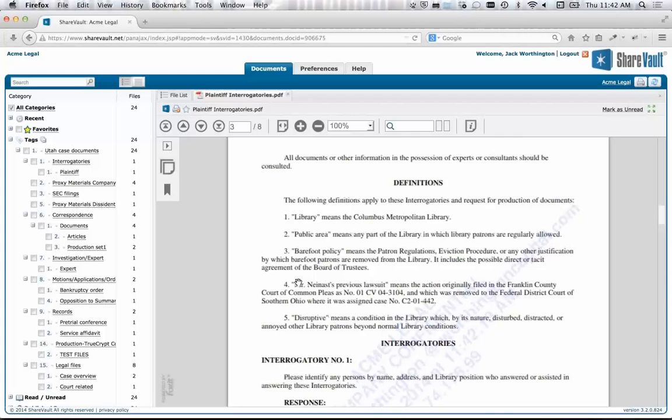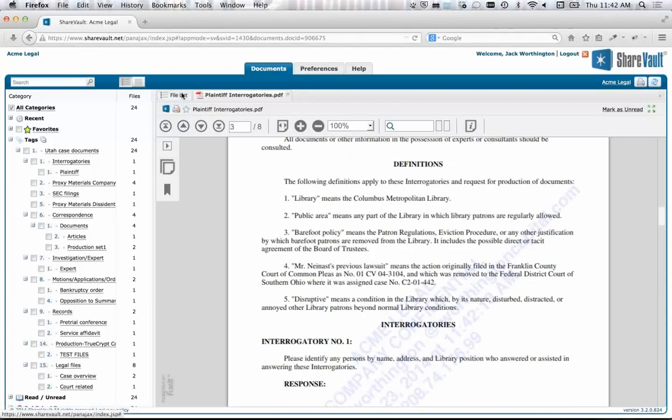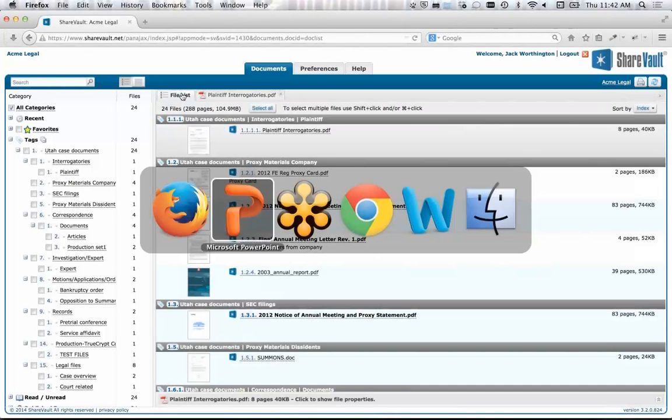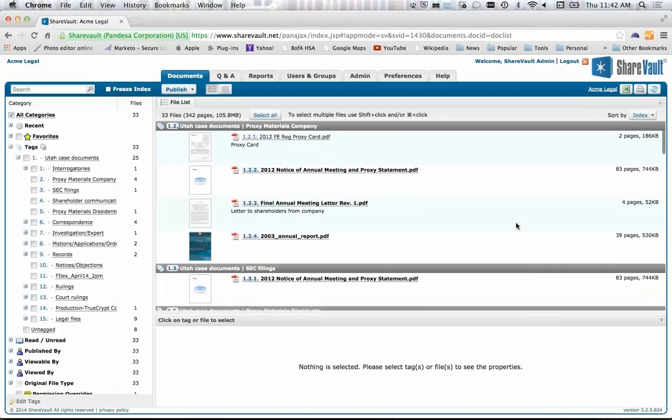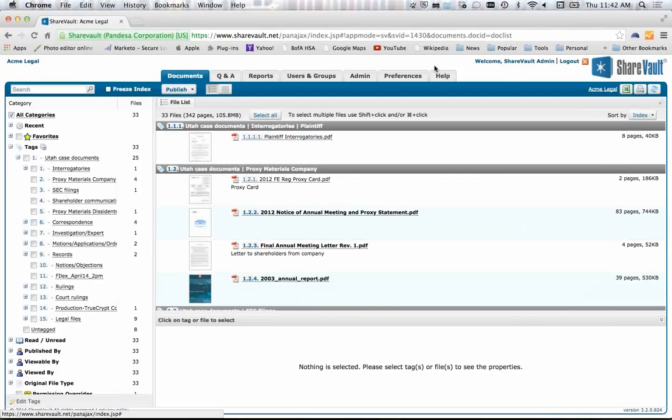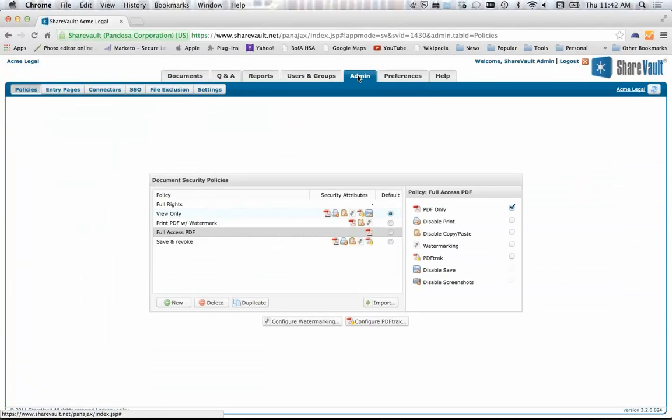Once that's complete, we'll show you what the administrative role looks like for someone who is running an application like this. So we'll switch here to an administrative view and show you the responsibilities. If we start at the admin tab, ShareVault equips the admin with a broad range of document security policies to help them prevent unwanted distribution of documents during the legal review process.